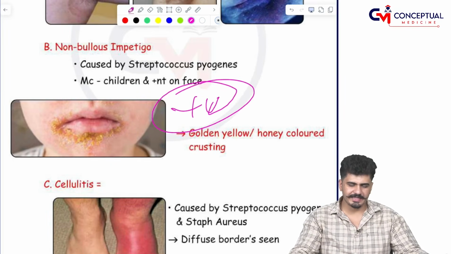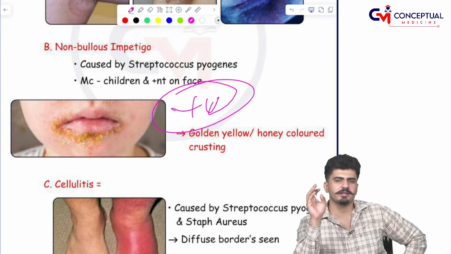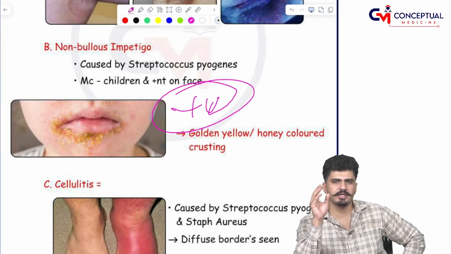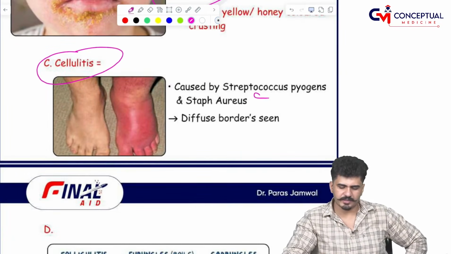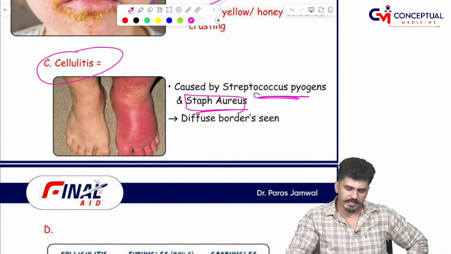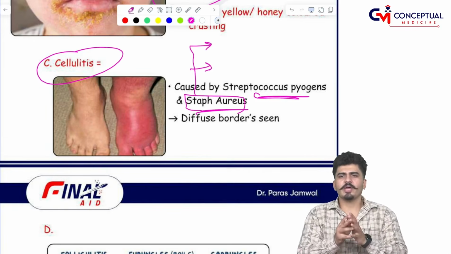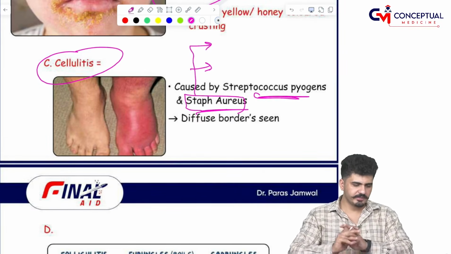Cocci, catalase negative, gram positive. Golden yellow honey-colored crusting will be there. The child will be giving a history of honey eating. Cellulitis, sir, is caused by both Streptococcus pyogenes and aureus. Sir, aureus will lead to two types of endocarditis. I told you microbiology is an overlap with dermatology, sir.